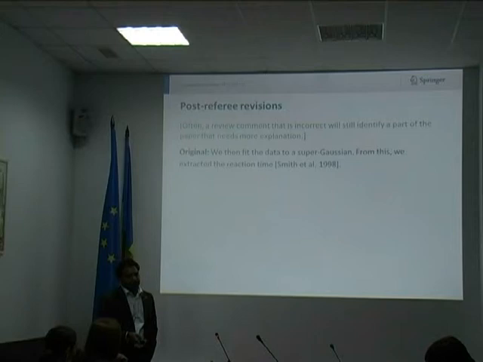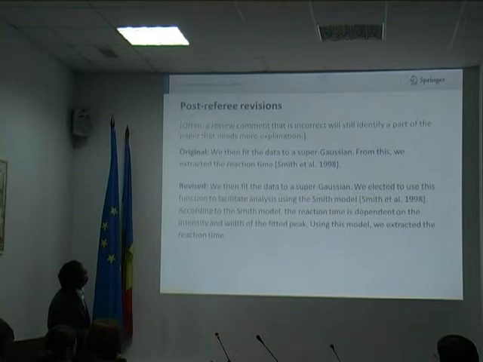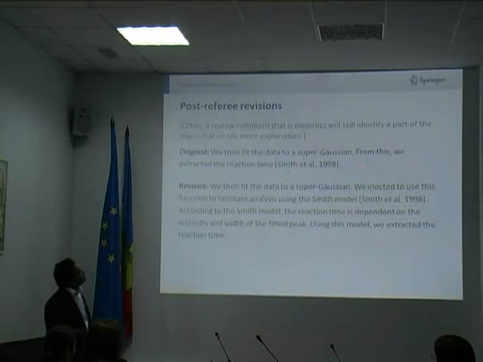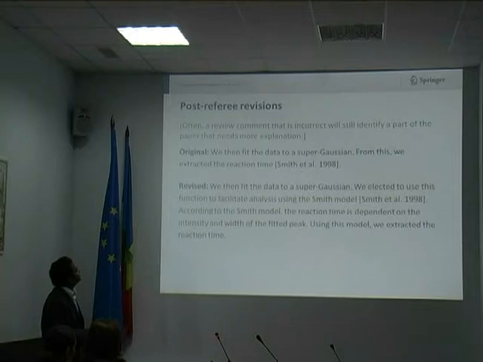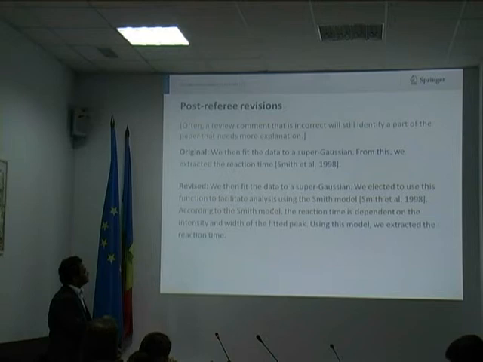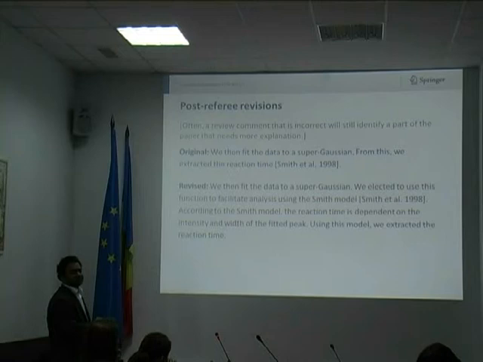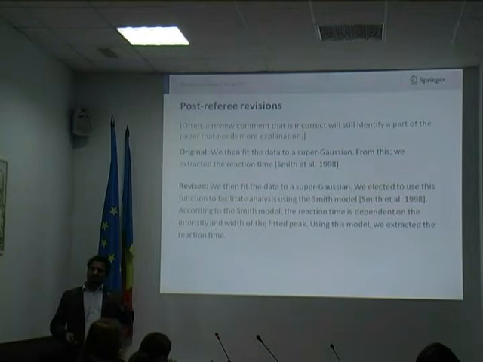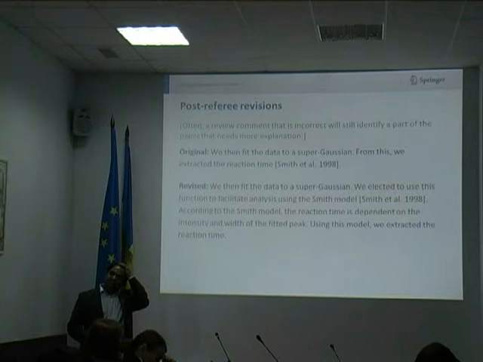There are some points when the reviewer has it right and you need to clarify that, yeah? So, the original answer to a review was, when we then fit the data to a super Gaussian, from this we extracted the reaction time. That was the response. But a better response would have been, we then fit the data to a super Gaussian. We elected to use this function to facilitate us. So why exactly did we use the Smith model? Would be better. And then using this model we extracted the answer. Because then you explain to the reviewer. Because the reviewer needs more information most of the time, which you didn't provide. Maybe he or she is just confused on what you're saying there. So you might clarify.